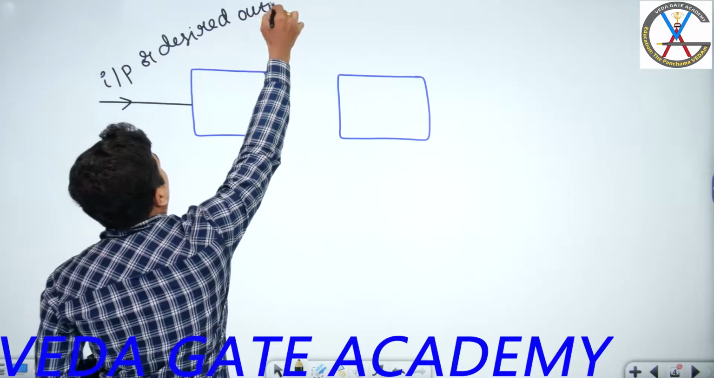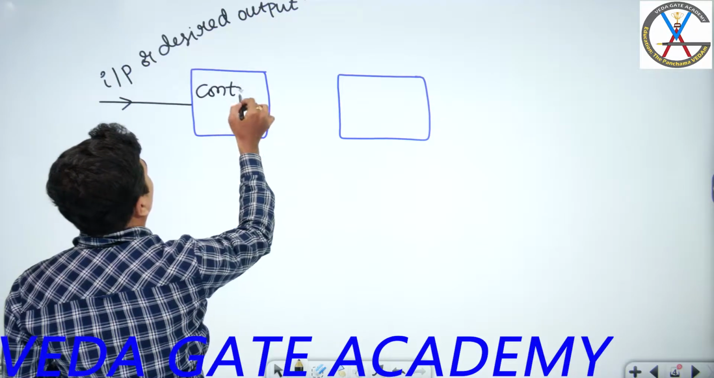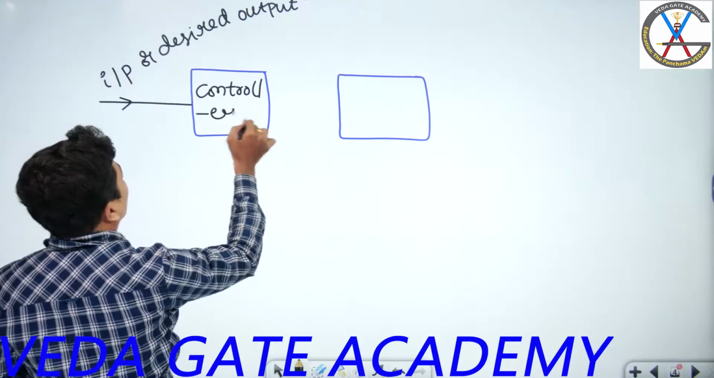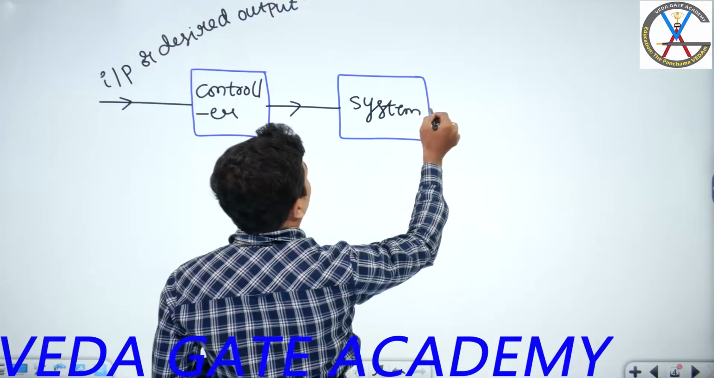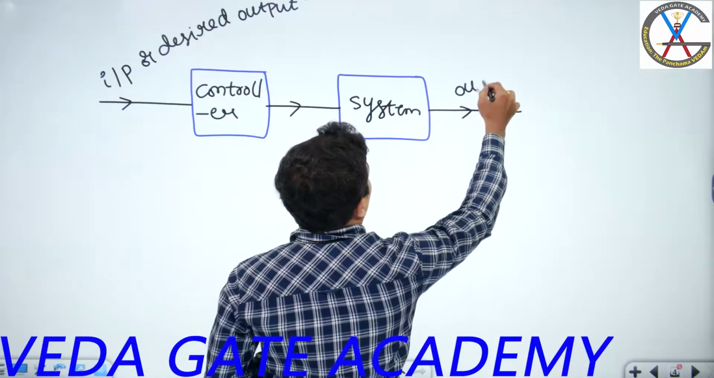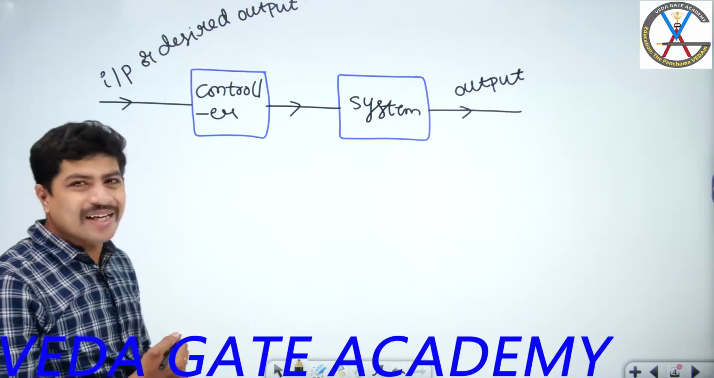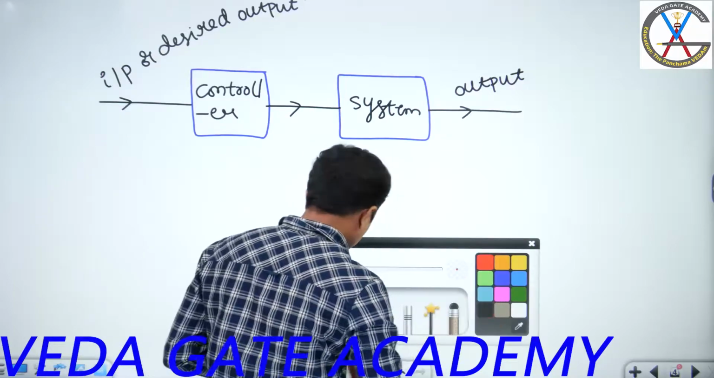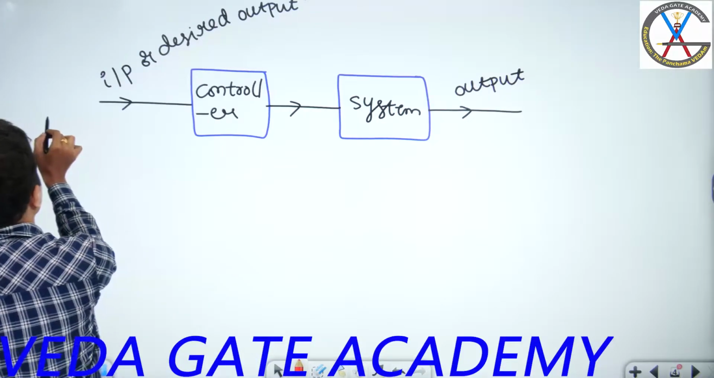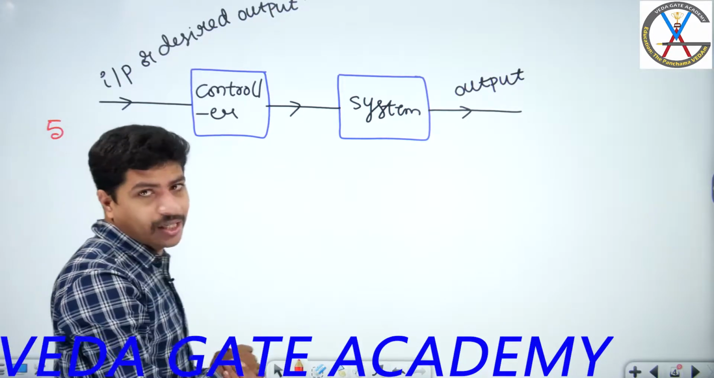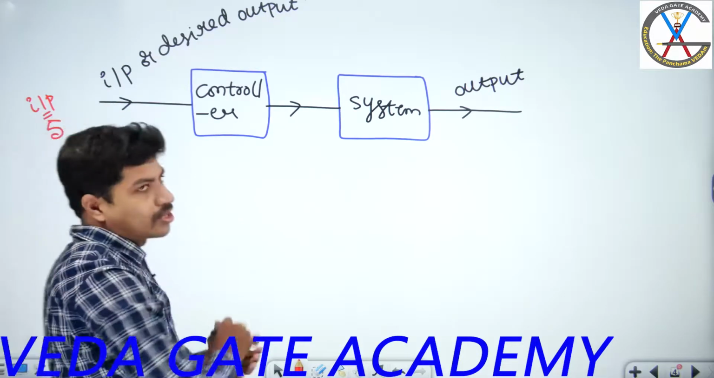Desired output. Yes, what is this? Controller. What is this? System. What is this? Output. Now, what is the input to the system? Input to the system is a signal. What signal? Electrical signal. Yes, we gave 5 as input. Input is equal to 5.